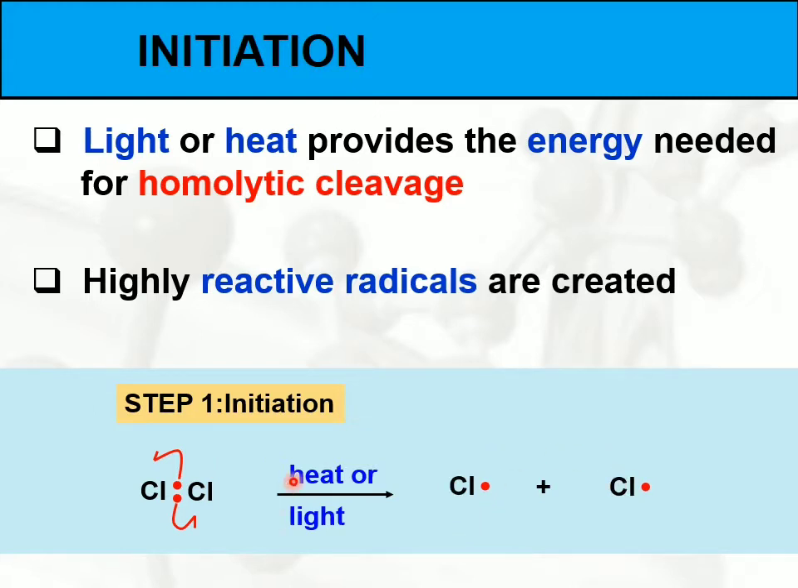Remember, you must write heat or UV in the equation. The arrow used is a half-headed arrow, showing that one electron is given to each chlorine atom.